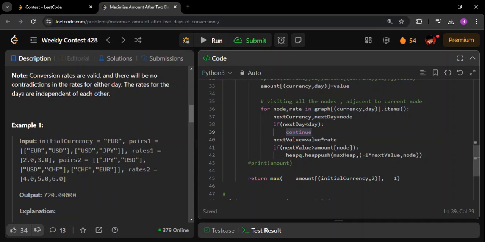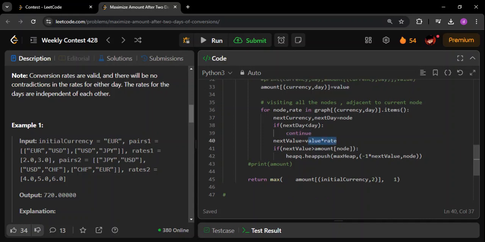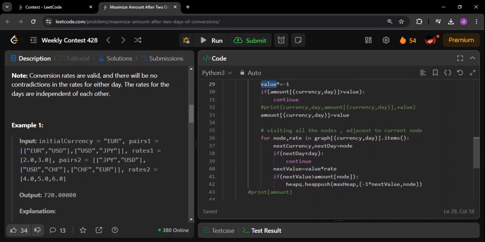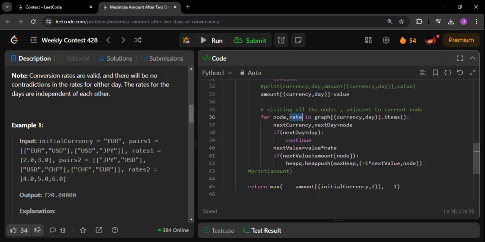Then I'm going to calculate the next value, okay. Value into rate: see, where the value is coming from, the value is going to be the current node's value, okay. This is the one. And the rate comes from this, okay, as simple as that. Rate is kind of a weight of the edge, okay.